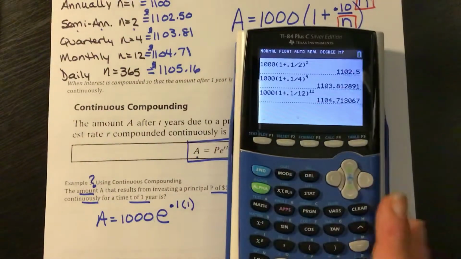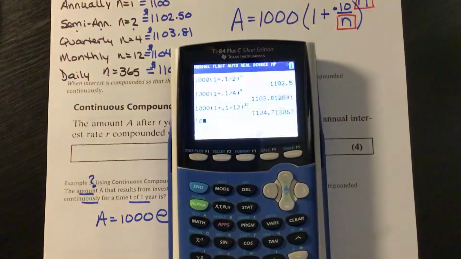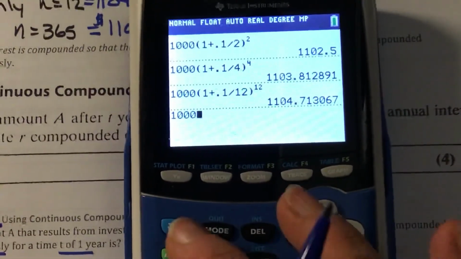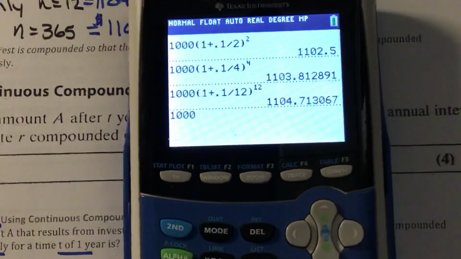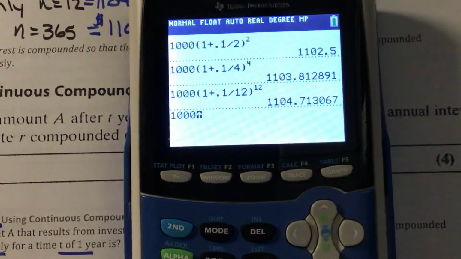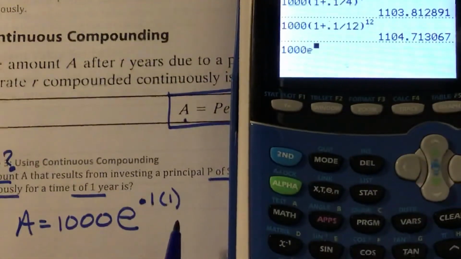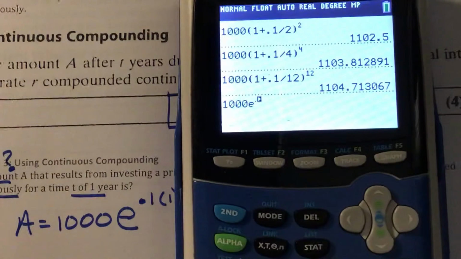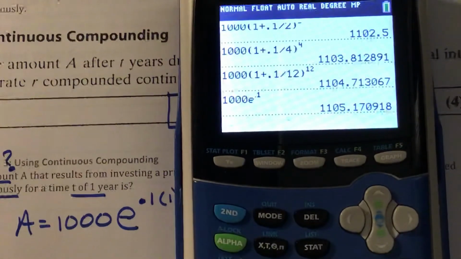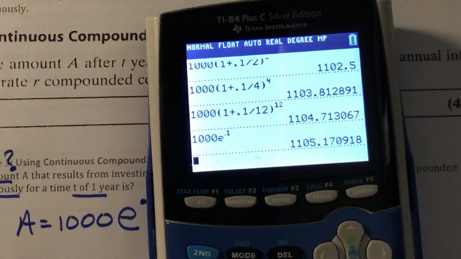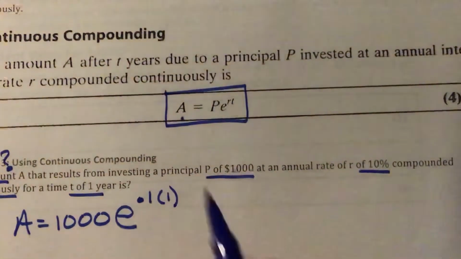And here, if I calculate 1,000 times E to the power, so if you're using a TI-84 or 84 series, E to the power is here. My exponent is 0.1 times 1, so that's just to the 0.1 power, and equals. So if I compound continuously, I'm going to have 1105.17.